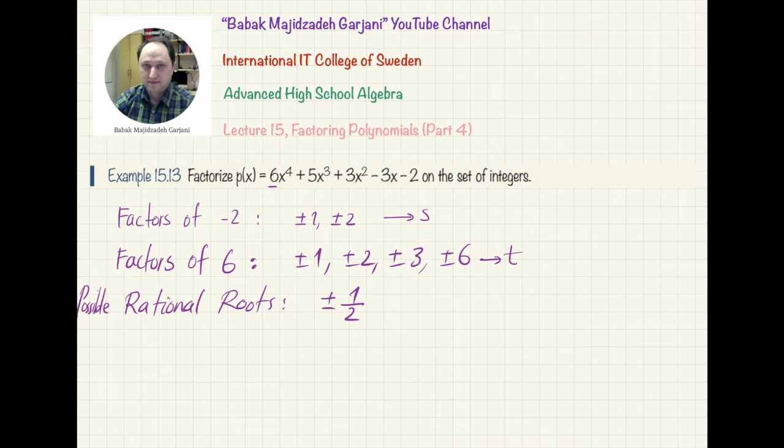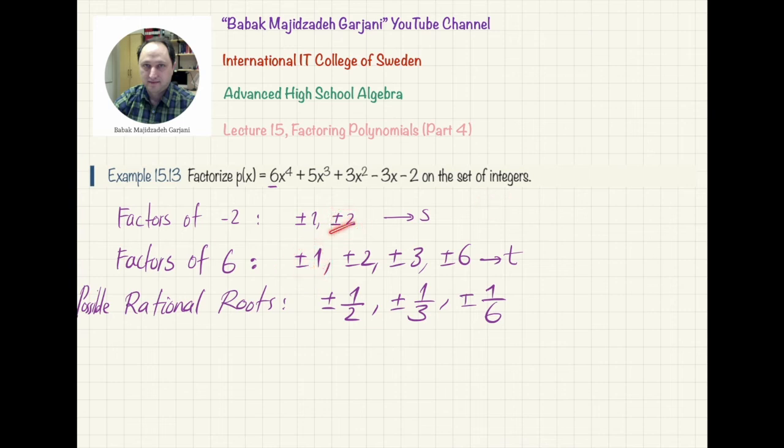Yes. The other possibility is that I take this one with that one. I divide s by t. It gives me plus or minus 1/3. And then I divide plus or minus 1 over this one. I will have another candidate, plus or minus 1/6. And then I go here with this one. If I divide this by this one, it will give me plus or minus 2.